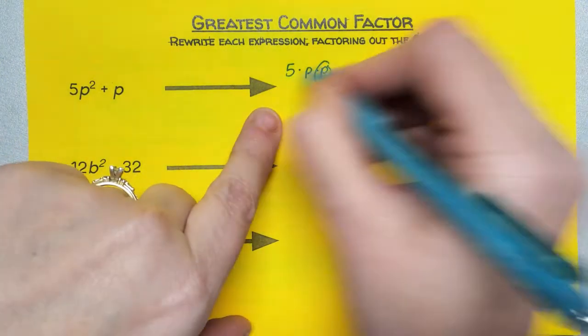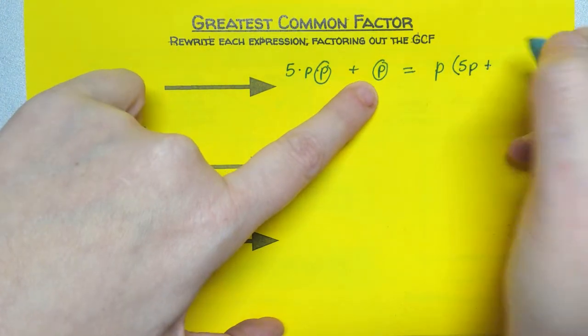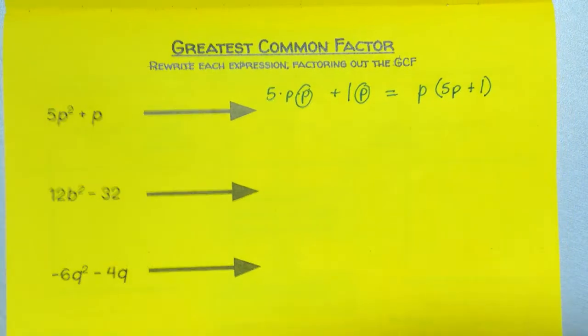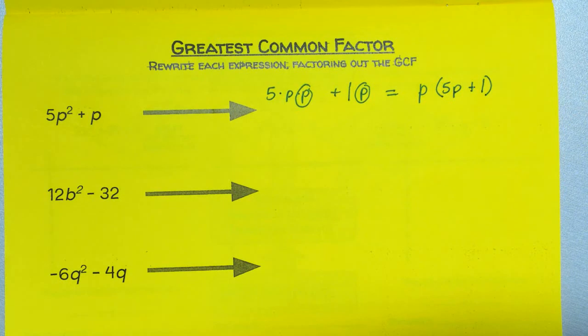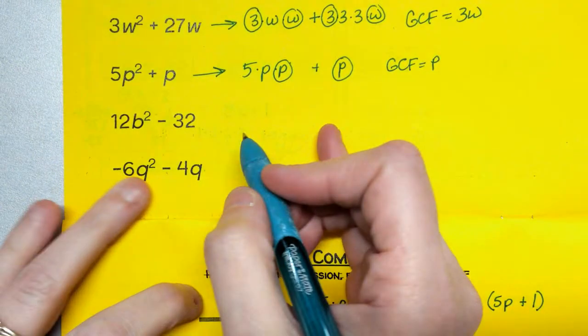So what's left? Well, I have 5p plus, what's the invisible coefficient? 1. You're like, what did she just do? Let me tell you what I just did. I undistributed p, and that's what factoring is. It's undistributing. I know that sounds crazy.